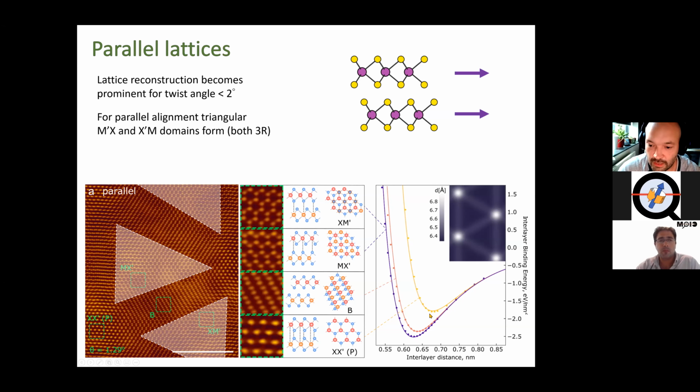Now, if you look at, for example, the XX configuration, it has much higher energy and it also has a higher interlayer distance. If you look at the map of interlayer distance, you can see that it's small within the domain, it's large at the boundary, and it's very high at this high symmetry XX point.